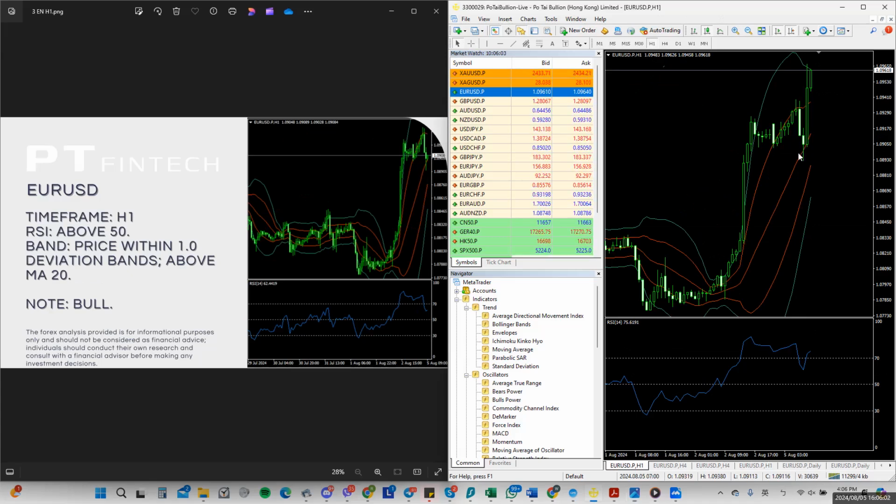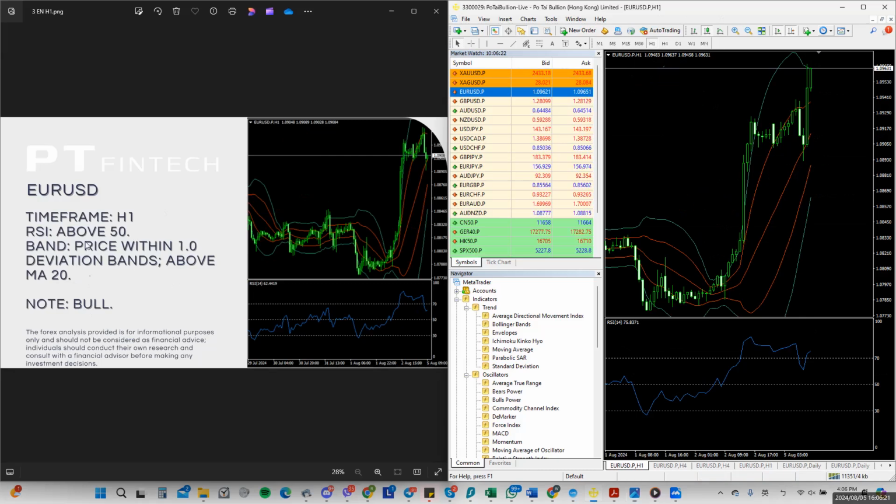Usually the pullback will test the MA20, which is the middle line of the Bollinger Band. If it does not break fully below it, then you are quite confident to do a buy because it's going to continue with the trend. And it's proven right now with this Euro USD pair.